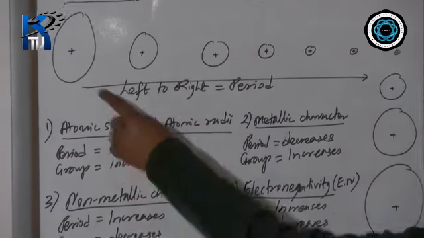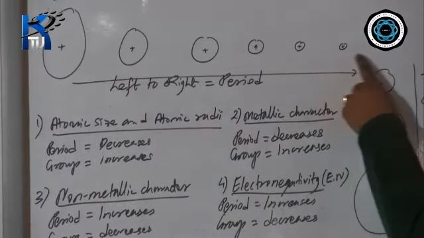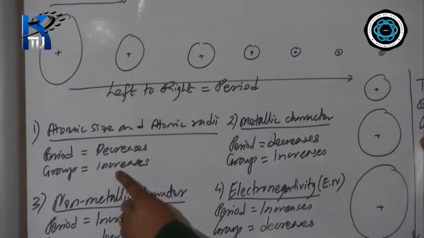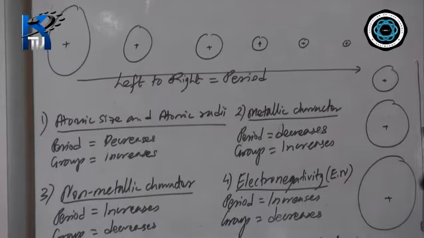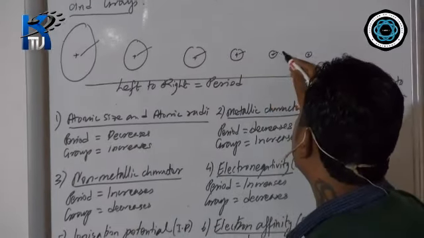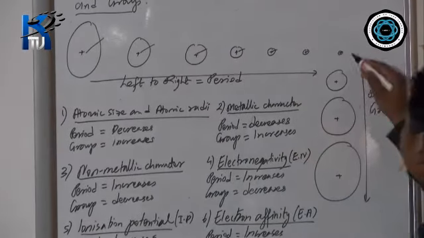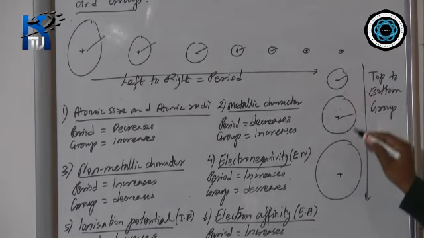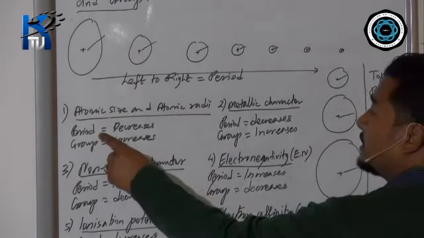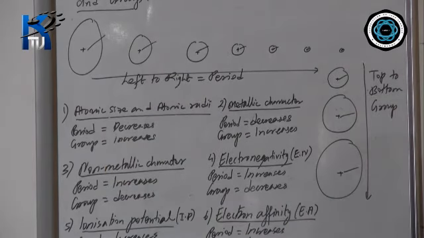So I repeat again, atomic size will decrease left to right, and top to bottom, the atomic size will what? Increase. And if the size decreases, the radius will also decrease. And if the size will increase, the radius will also increase. So whether it's atomic size or atomic radii, both will decrease in a period, you can see from the picture, and both will increase in a group.